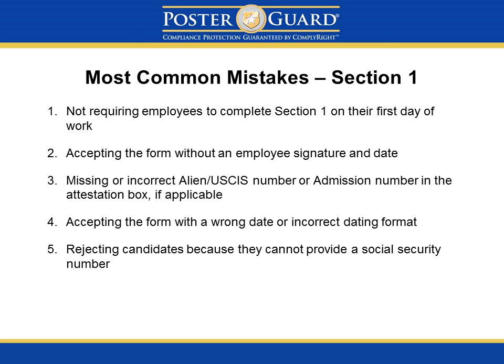The fourth one here is accepting the form with a wrong date or incorrect dating format. This is very common. Be sure to check the dates to make sure the employee has used correct dating format for the U.S., which is month first, then day, then year. And the reason this is really common is because in a lot of other countries, it's the reverse. The day comes first, then the month, then the year. So that can make a big difference. May 1st could be 5/1, but if it's done 1/5, that obviously changes everything on the form.